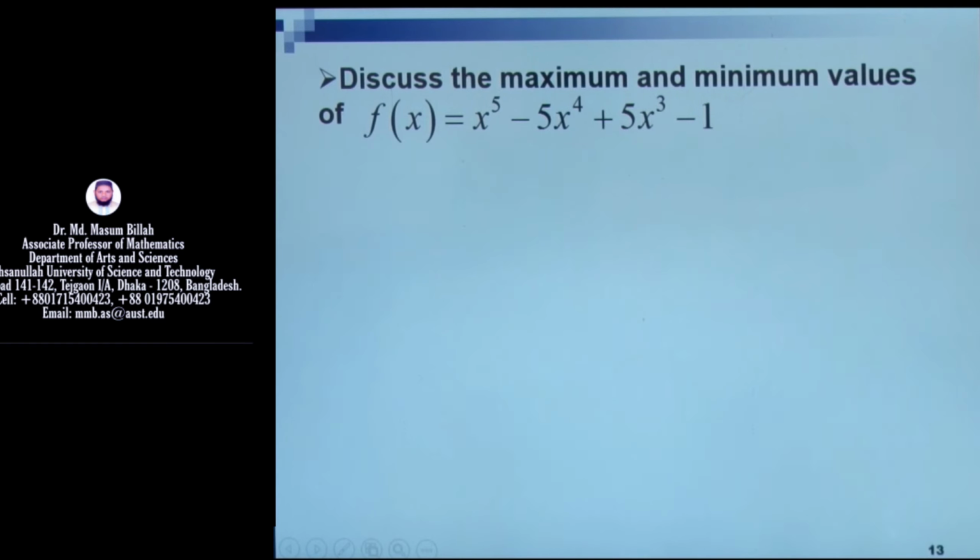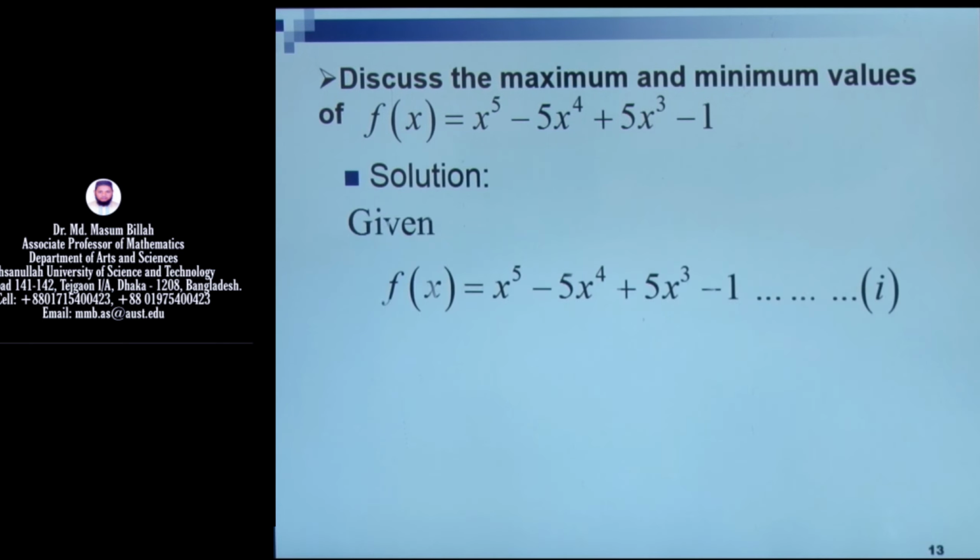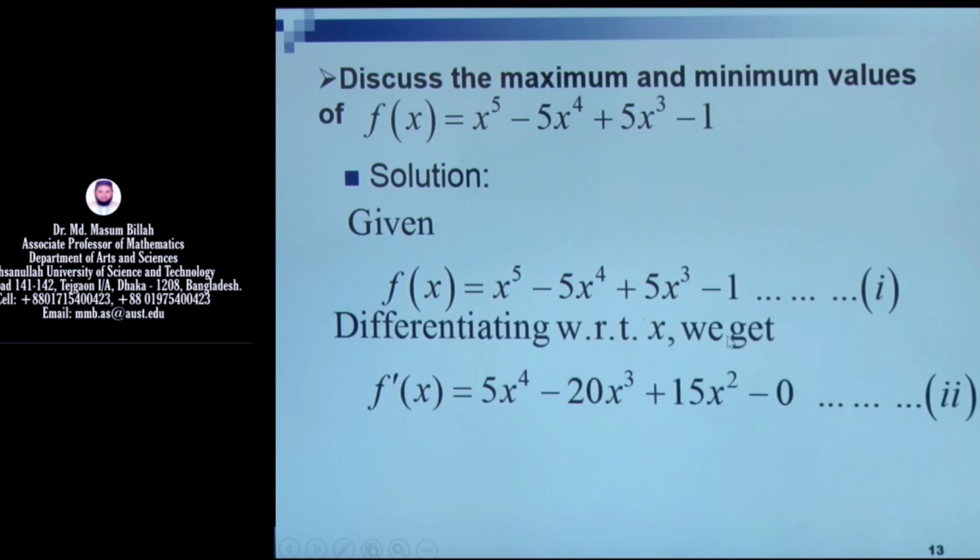Now, we consider a function f(x) equal to x to the power 5 minus 5 times x to the power 4 plus 5x cubed minus 1. So for the solution, at first we consider this as equation number 1. Then we differentiate this with respect to x, and we get f'(x). This will be 5x to the power 4 minus 20x cubed plus 15x squared minus 1. This one is a constant, and the derivative of a constant will be 0.